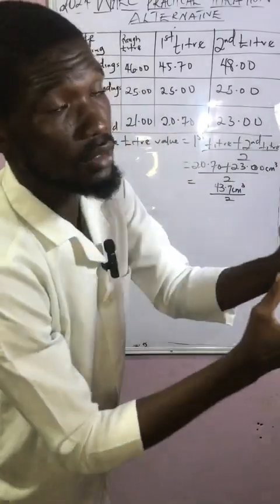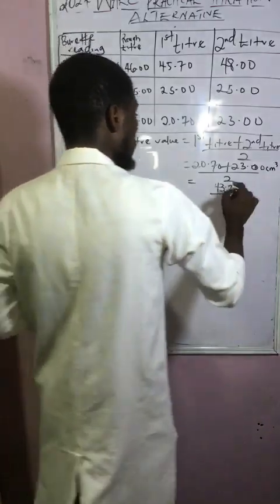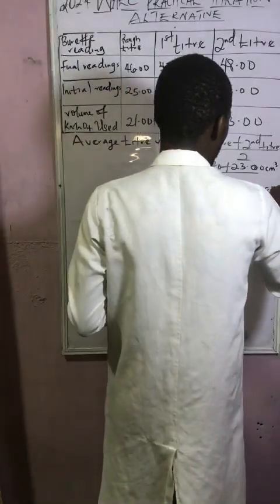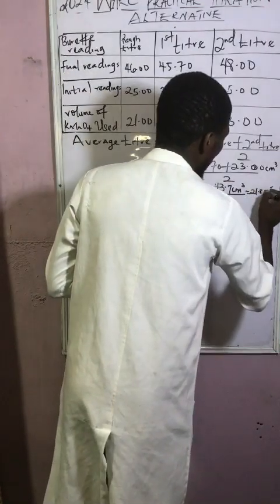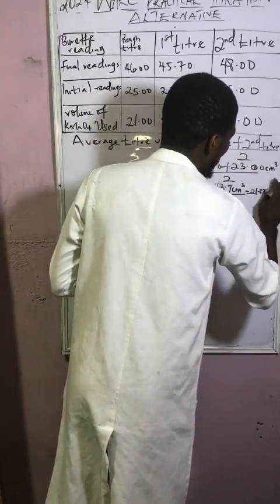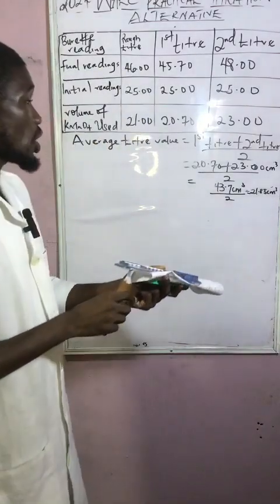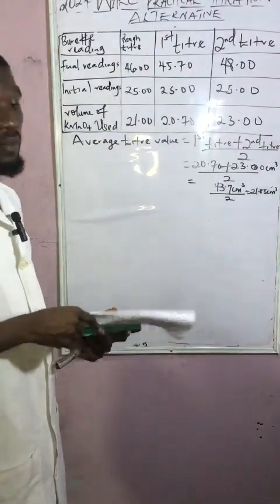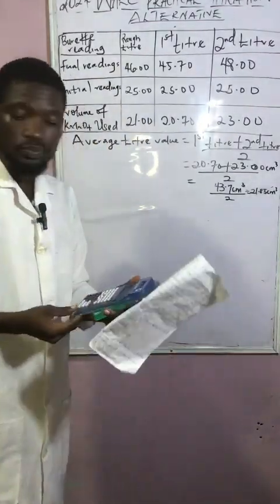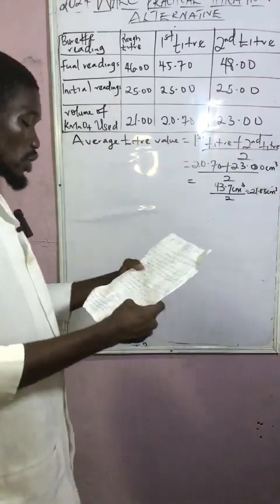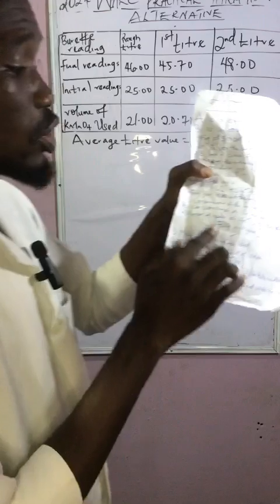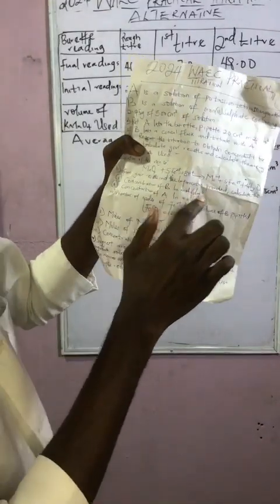You can see we have 21.85. Is that clear now? So we have 21.85 cm cube. Please don't make the mistake of skipping anything you have there. So based on what we are asked to calculate, the first one goes thus. We have to look for the concentration of B in mole per dm cube.